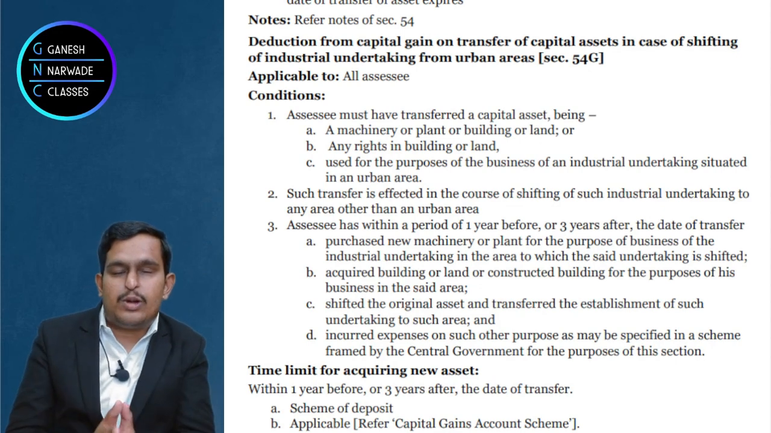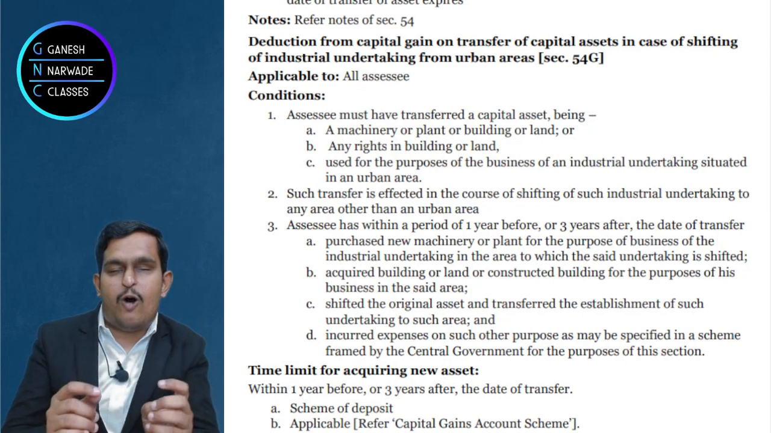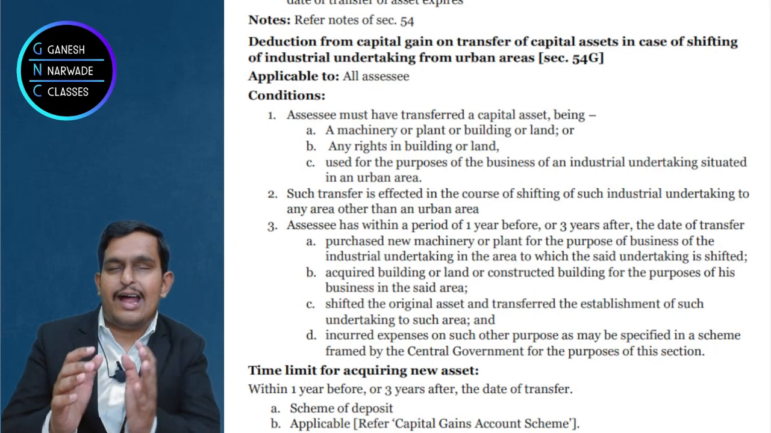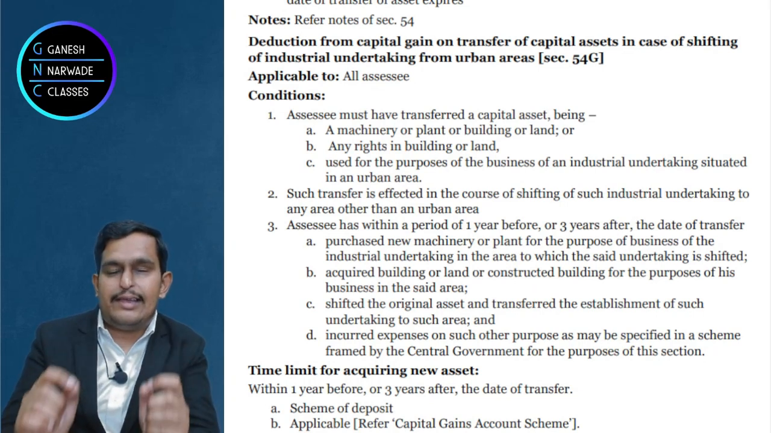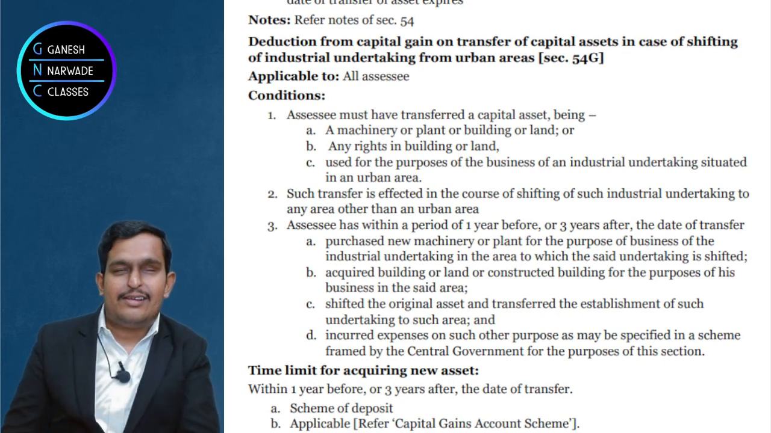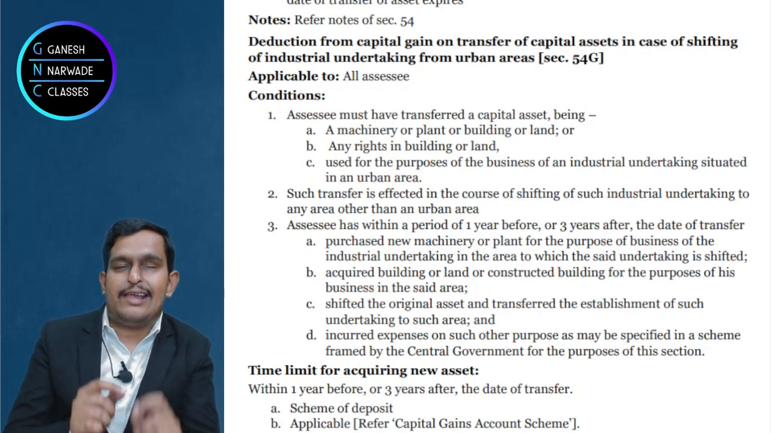So what you transferred, what you sold in the urban area, please remember: machinery, plant, land, building, rights in land and building. And these were all used by the business, the industrial undertaking in the urban area. You should remember this. If these are the things which are transferred, then obviously because you transferred, capital gains will arise.